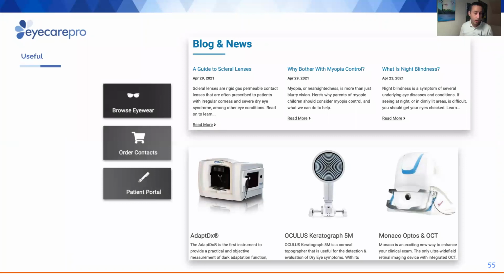Eyewear, order your contacts, log into the patient portal, pay your bill, see your prescription in there, up-to-date blog posts on a variety of topics, information about the equipment you'll find in the practice. That's just some of the useful information and elements of their site, which actually translates into a 5% conversion rate. Now, what's a conversion rate? That's how many people visit the site to request an appointment. That means 1 out of every 20 people that visit the Lakeline site schedule an appointment.